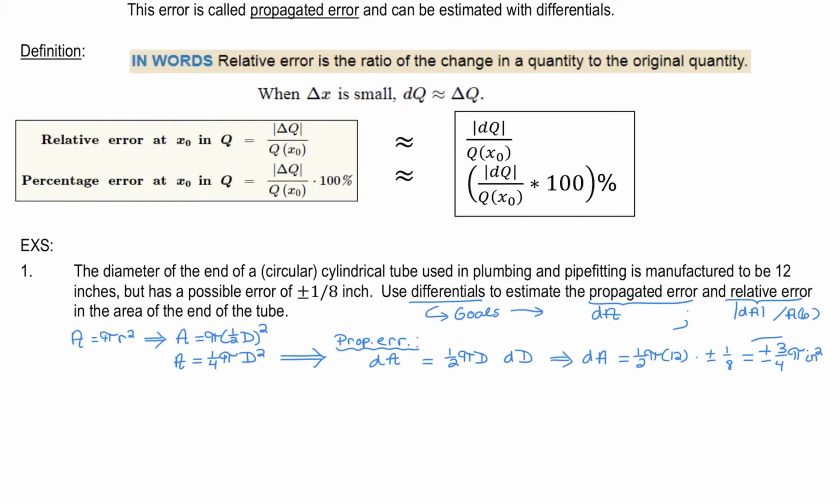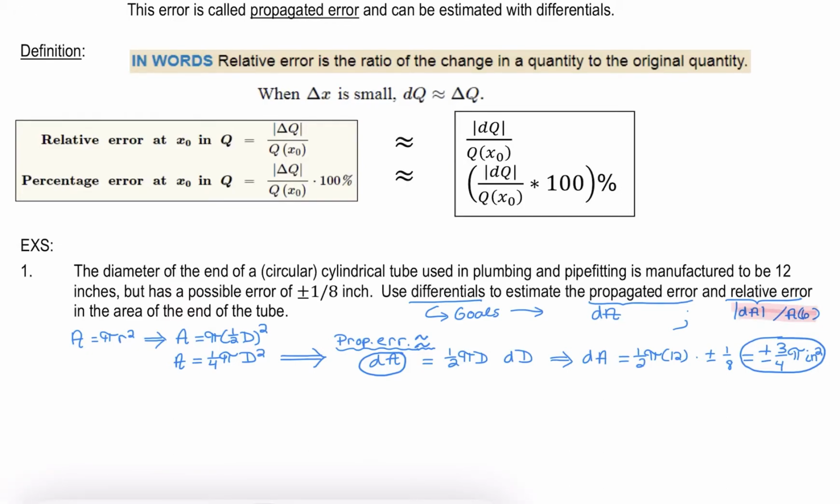So this would be my estimate for the propagated error. This is definitely what the differential is equal to. I would just say in general this is propagated error as estimated by our dA. Okay, so we'd estimate that the potential error would be approximately plus or minus 3/4 pi square inches in the area. All right, now let's go ahead and go on to find the relative or the percent error. So let's do relative error here.